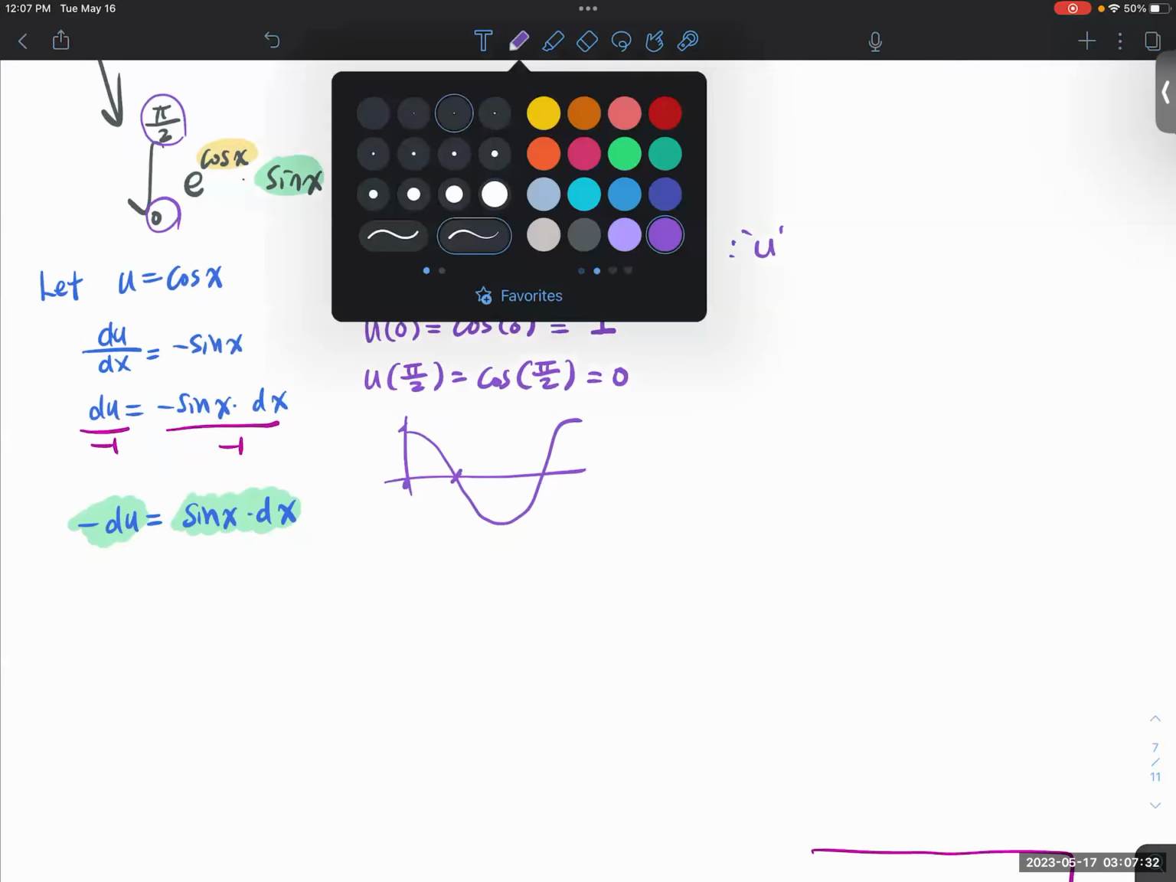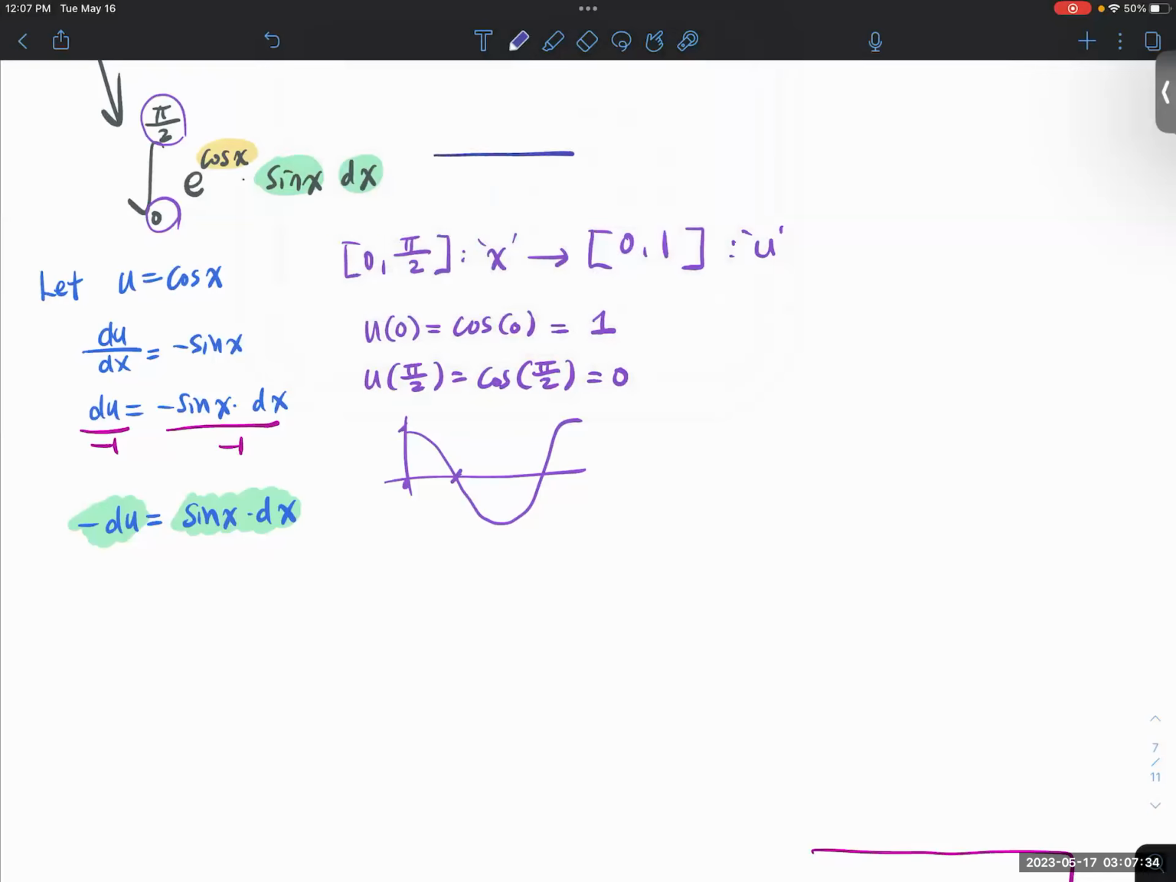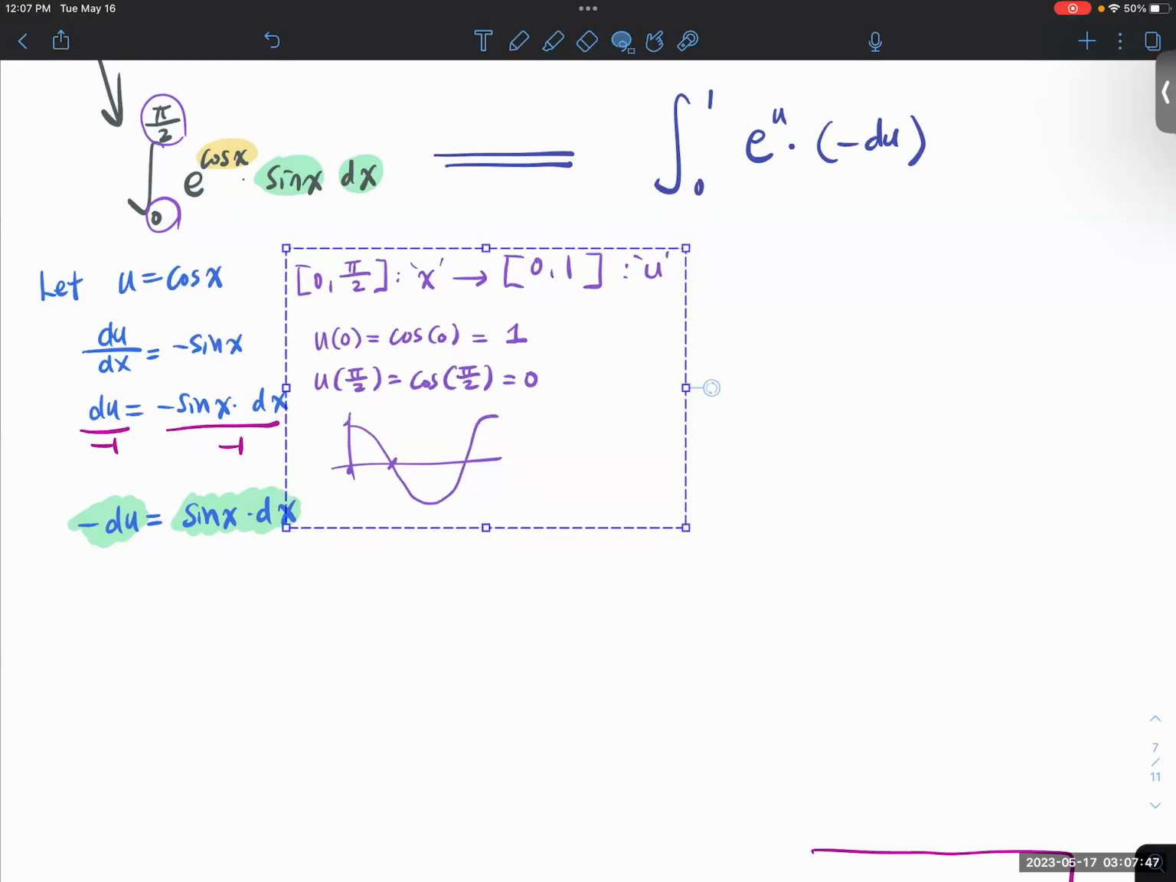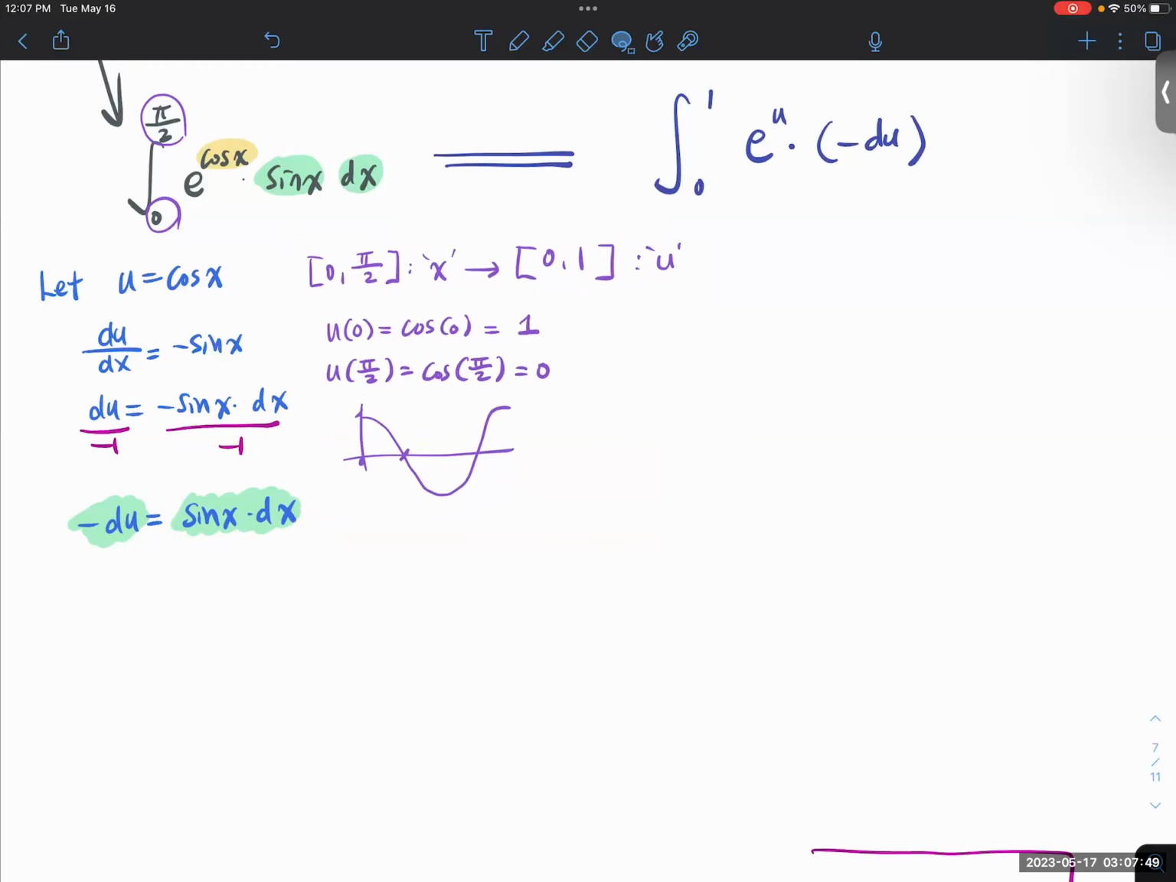So we're going to set up the whole question. Now this one is the integral from 0 to 1 of e to the u, and then sine x dx, that's negative du. Gotcha, we're going to solve that question. Okay, so we got it. Now we're going to work on this u integral. Therefore, I'm going to bring the negative to the front.